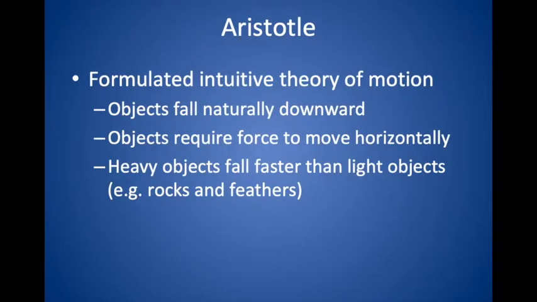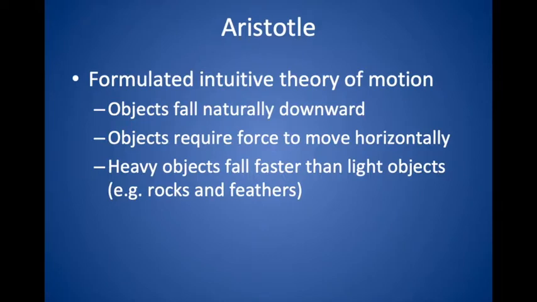Prior to him, the basic ideas about motion were summarized by Aristotle. Some of his findings were that objects fall naturally downward, so that was regarded as the most natural motion. Objects require a force to move horizontally. So if you push a book across a desk and stop pushing, it stops moving. And finally, Aristotle believed that heavy objects fall faster than light objects.